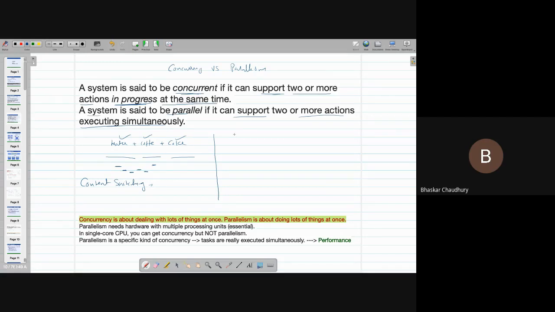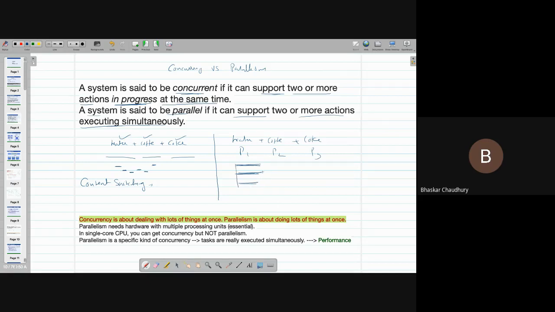But now let's say the same scenario, water plus coffee plus Coke. And now I say finish these three things as fast as possible. Now you say that I will divide it among friends. So this is person one, person two, person three. So actually all the three things are being done simultaneously. Person one is drinking water, at the same time person two is drinking coffee, at the same time person three is drinking Coke.